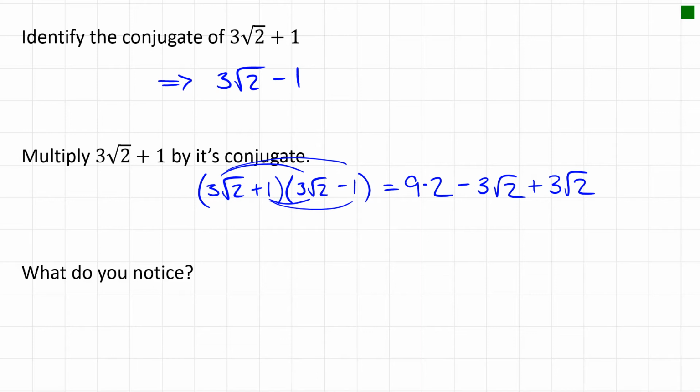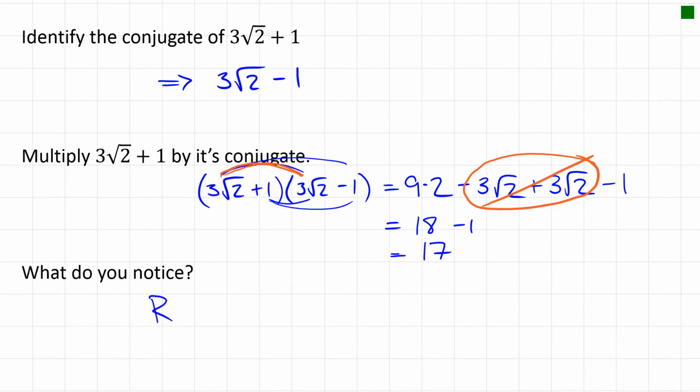And 1 times negative 1 is negative 1. And again, we see these radicals cancel. And we also see that the first terms in our FOIL right here, 3 root 2 times 3 root 2, those root 2 times root 2 is equal to 2. So our radical also disappeared there. So this would be 9 times 2 is 18 minus 1 is 17.